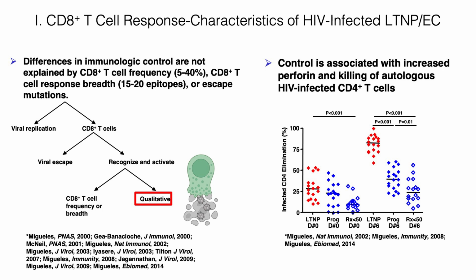And we have, in this algorithmic way, shown that their ability to control was not because of factors in the virus, it was a host factor, and it did not have to do with the frequency of their CD8 T cells, but actually it had to do with the ability of their cells to accumulate that perforin and poke holes and kill an autologous infected CD4 T cell. And that turned out to be a very critical observation.